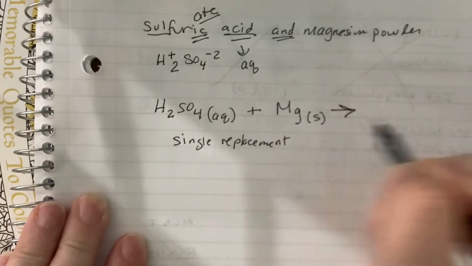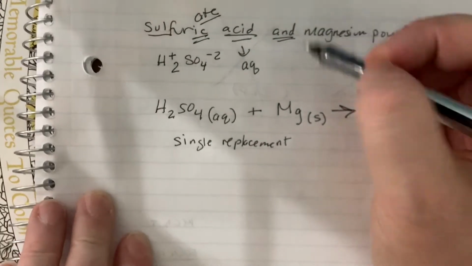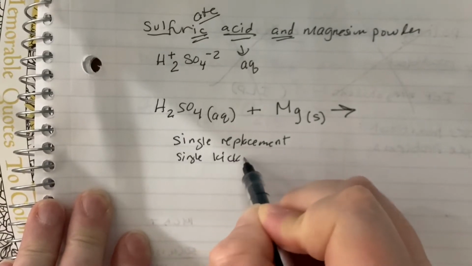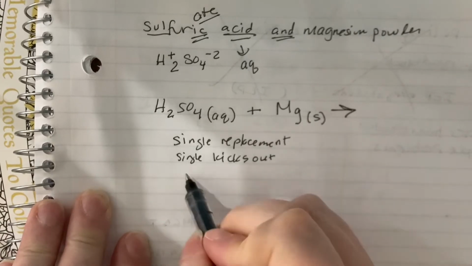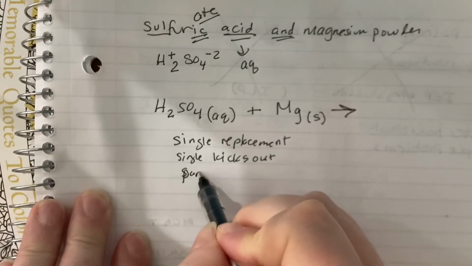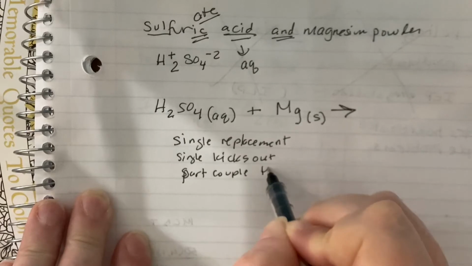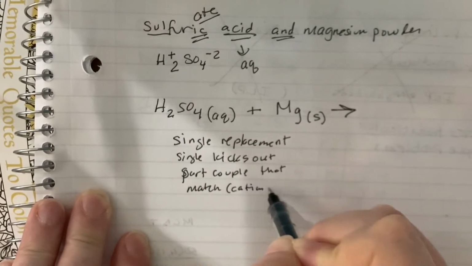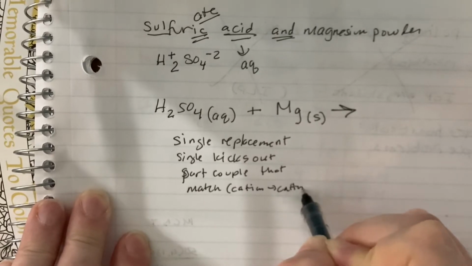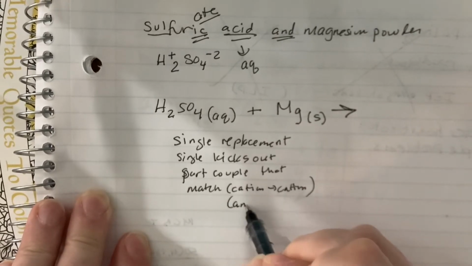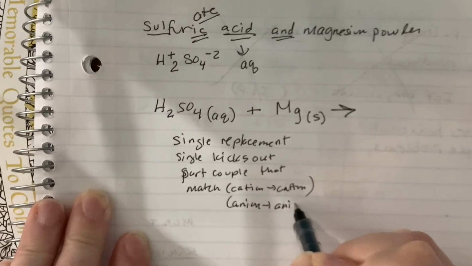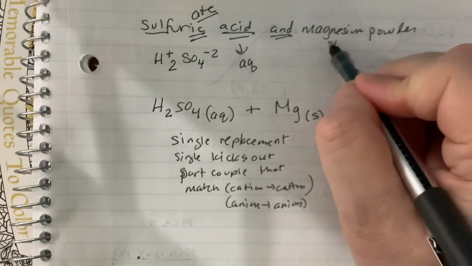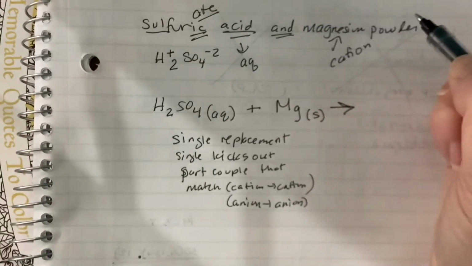What happens in single replacement? The single kicks out this part of the couple that matches: cation kicks out cation, anion kicks out anion. So magnesium, group 2, so he is a cation, so he can only kick out cations.